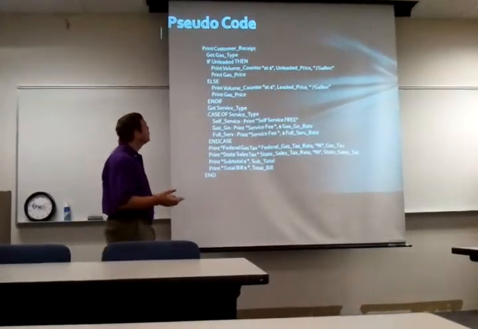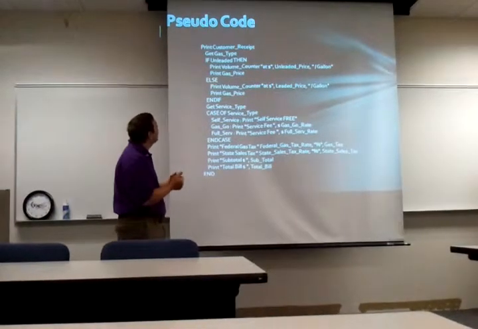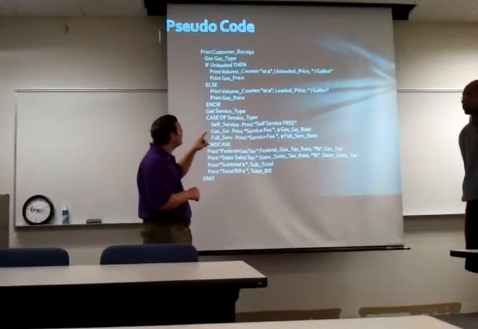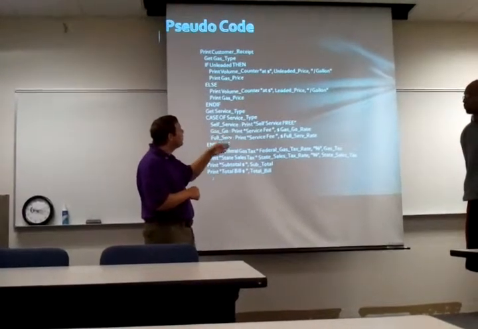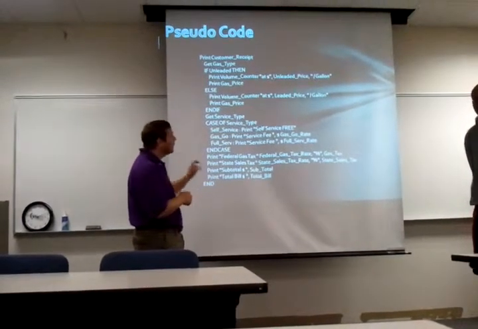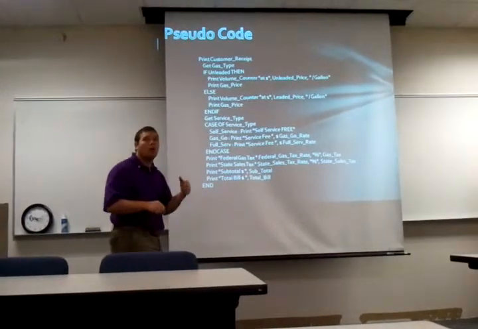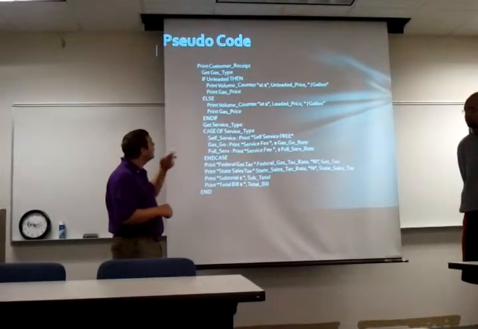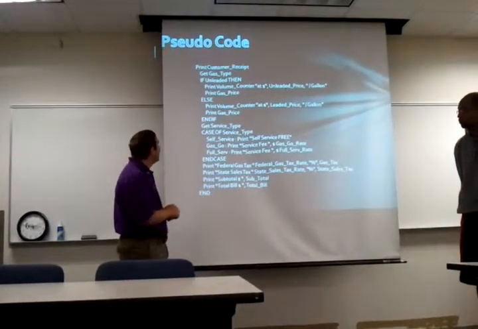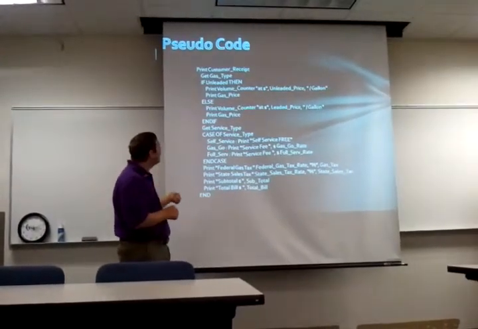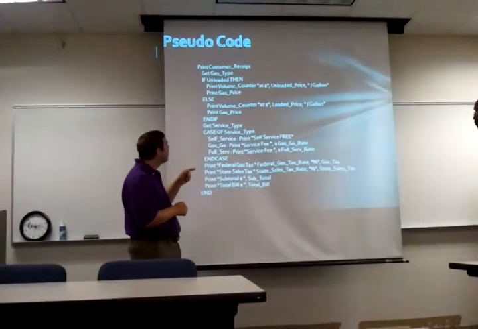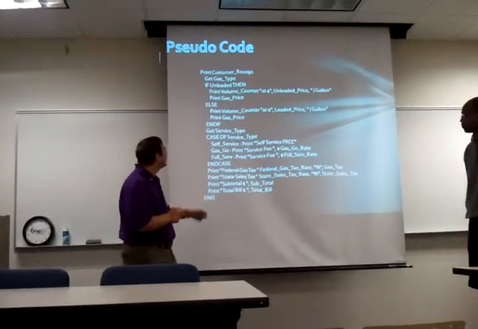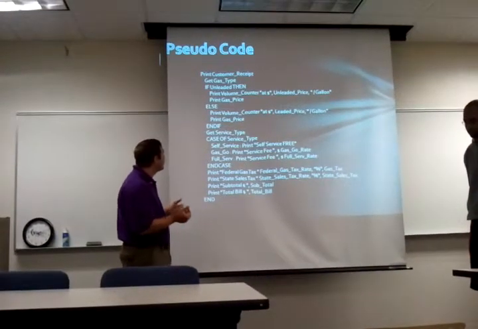Then we're going to print the customer receipt. We're going to get the gas type. Again, if it's unleaded, then we're going to print the volume counter at whatever the price is per gallon, and then we're going to print the gas price under that, so they know what the price is per gallon, how many gallons they got, and then the actual gas price. If it's not unleaded, then we print the volume counter at leaded price per gallon, print the gas price. And then we print the service type.